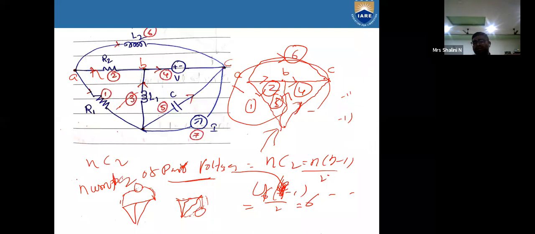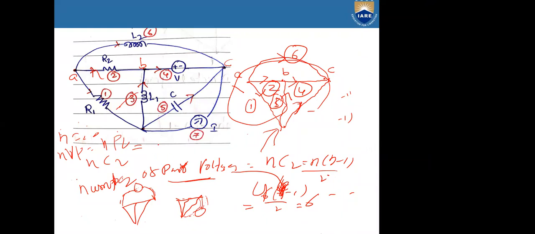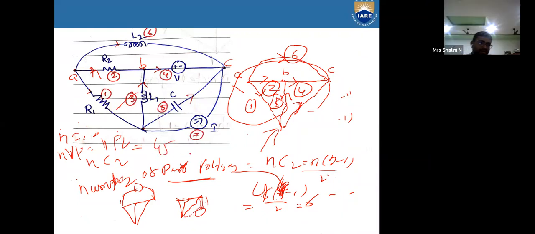That is equal to the branch elements. For example, if in an examination they give an electrical circuit having 10 nodes, what is the number of pair voltages for that? n equals 10 nodes. Tell me, what is the number of pair voltages? 45. Okay, 10 into 10 minus 1 by 2, that is nothing but 45.